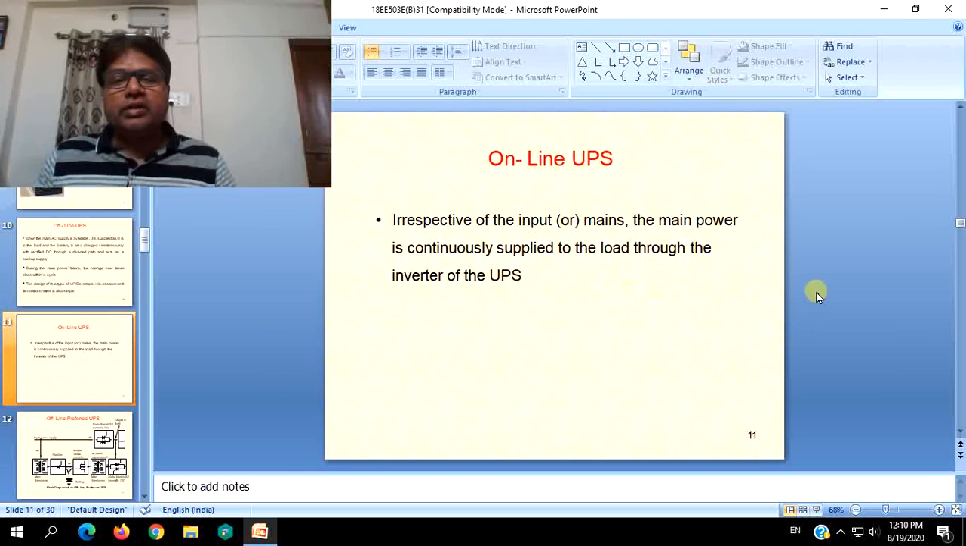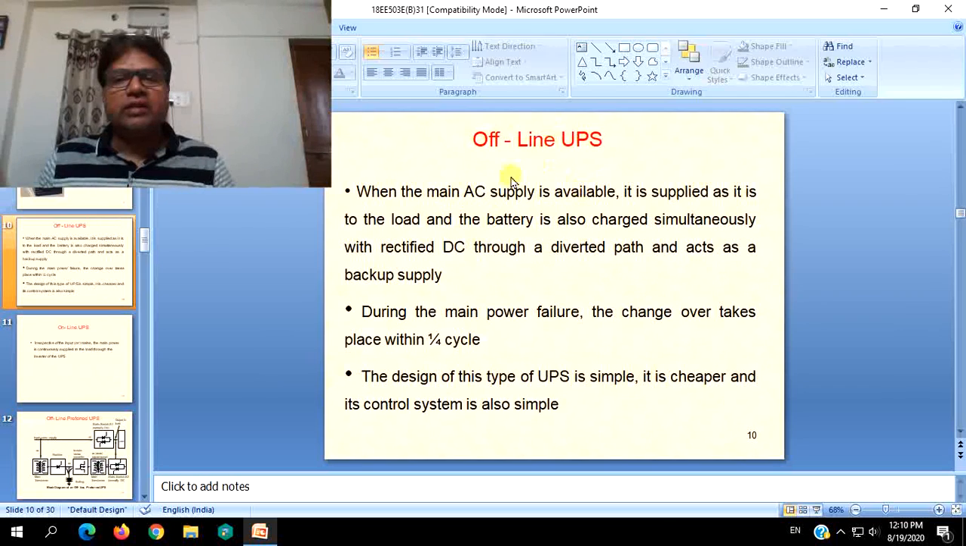That is the first thing which was there in the case of offline UPS: when the main supply is available, it is supplied as it is to the load. This is not the case with online UPS. In both cases, the AC supply is fed to the load via the inverter or control unit only. So this is the actual concept of offline and online UPS to understand, and that is the main difference between both.